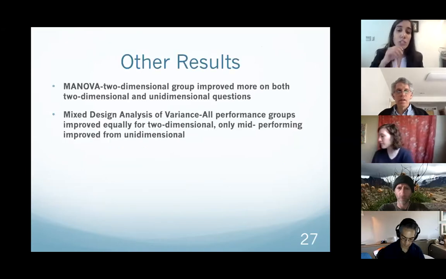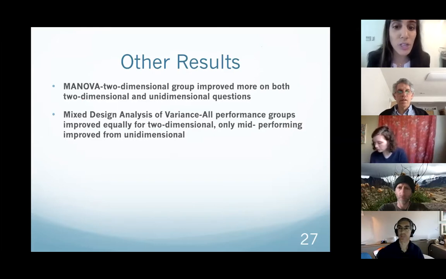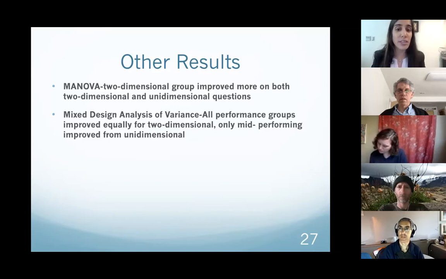So then I also checked a MANOVA because I was curious which group improved more on two-dimensional number line questions and unidimensional number line questions. So the two-dimensional group improved more than the unidimensional group on two-dimensional number line questions and, interestingly enough, unidimensional number line questions. So they did better on both types of questions.